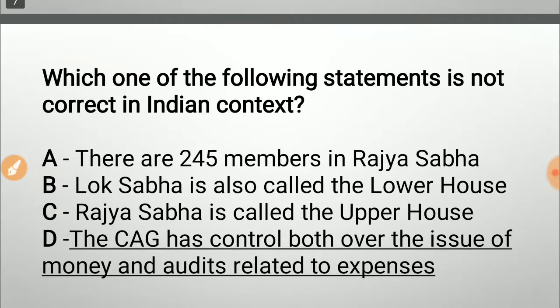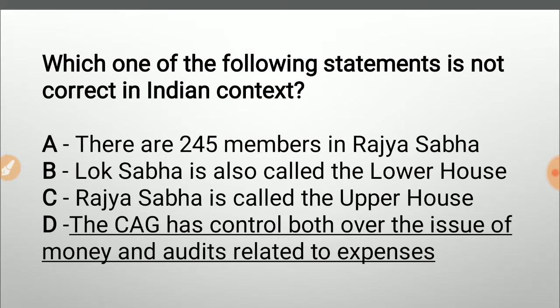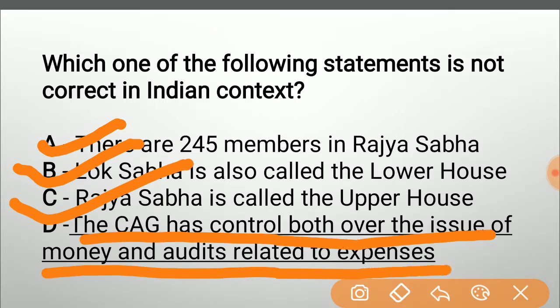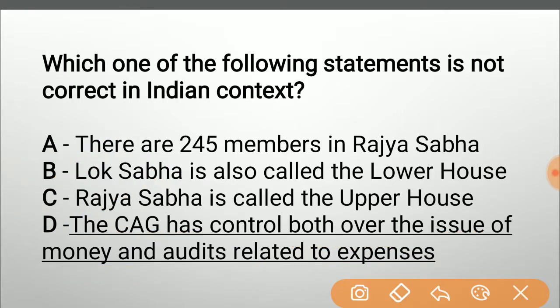Moving on, which one of the following statements is not correct in the Indian context? So Rajya Sabha has 245 members, that is okay. Lok Sabha is also called as the lower house, that is okay. Rajya Sabha is called the upper house, okay. Now the CAG has control both over the issue of money and audits related to expenses. Now, people who have revised this already may know that the CAG has power over audits related to expenses, but he does not control the issue of money. That is, he cannot raise his judgment or be against any issues or any allocation of funds.